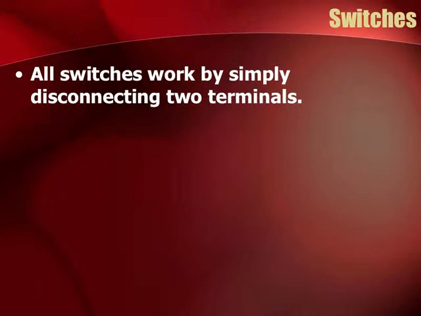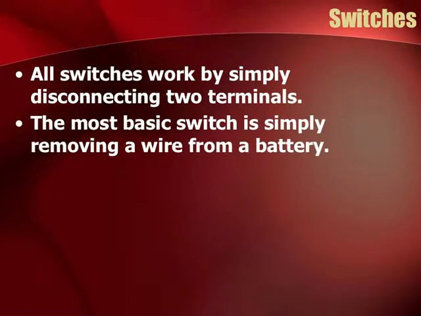So, basic switch. Essentially, you just take the two terminals and disconnect them. All it does is it's connected and then it's disconnected. The most basic switch: remove a wire from a battery. And so this is kind of our open circuit signal. If you flip the light switch up, we're just disconnecting something. There we're letting the insulator be air.